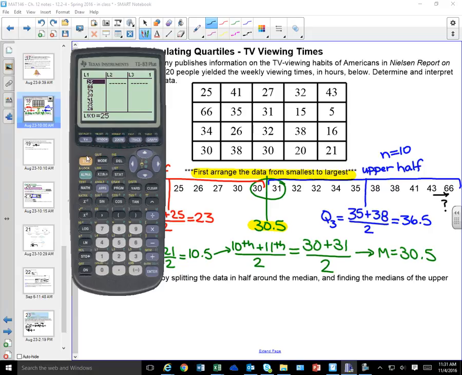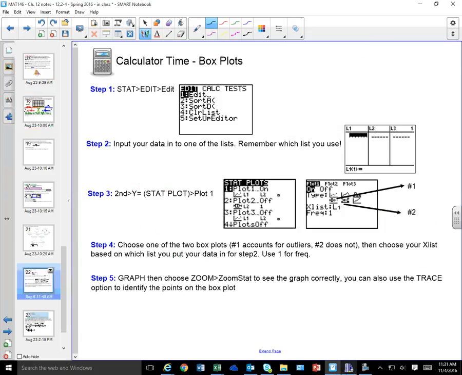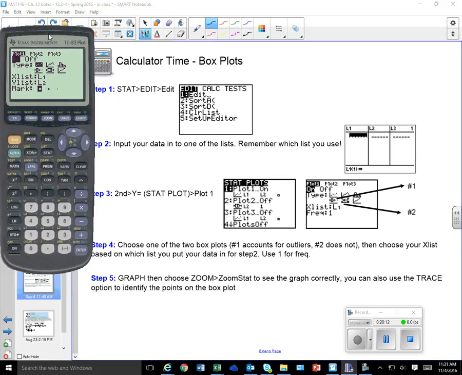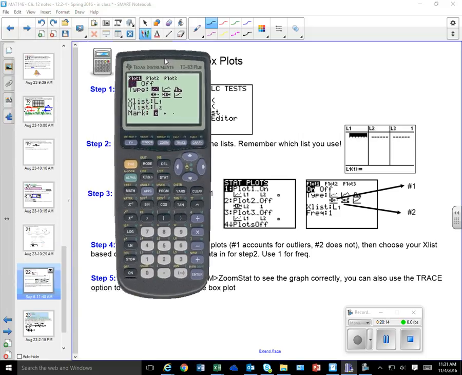Now that I have my data in there, I'm going to go to second and y equals because I want to get to the stat plot area there. Okay, I'm going to go to the first one and just push enter. Okay, the first thing I want to do is turn this stat plot on. If I don't have it on, then it won't show my graph. Okay, so let me go back down here to where our instructions are in case you're reading that at the same time. Okay, so now we're here at step 3. We went to stat plot and turned it on.